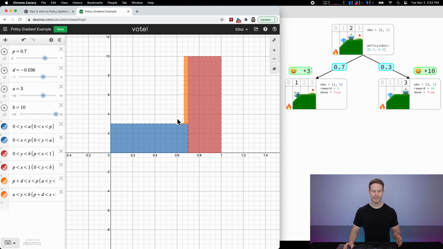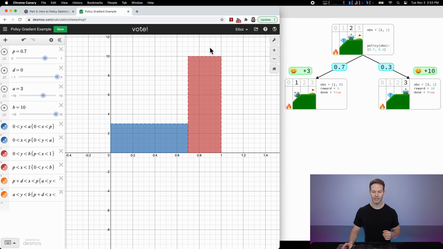Or instead of looking at this difference, we can think about how each of these individual rectangles would change for each small change in their probability. So for the probability of going left, for each increase of the probability by dx, we would increase the expected return by 3 times dx.